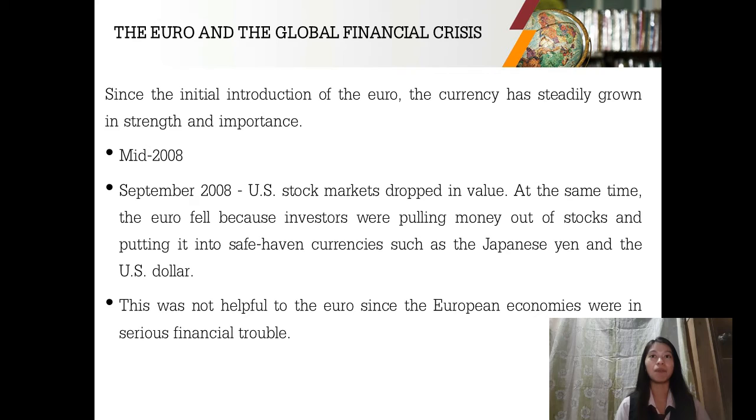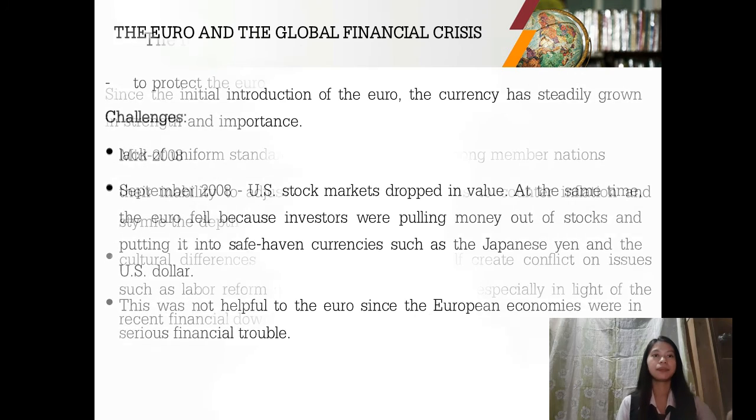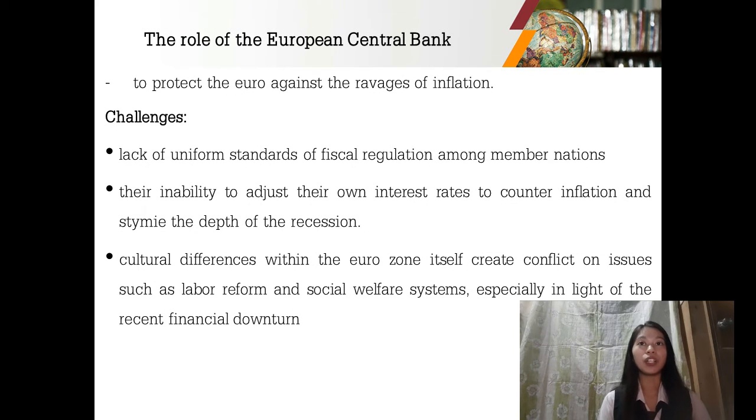At the same time, the euro fell because investors were pulling money out of the stock market and putting it into safe haven currencies such as the Japanese yen and the US dollar. This was not helpful to the euro since the European economies were in serious financial problems. The role of the European Central Bank is to protect the euro against the ravages of inflation. When we say ravages, it means to cause severe and extensive damage.